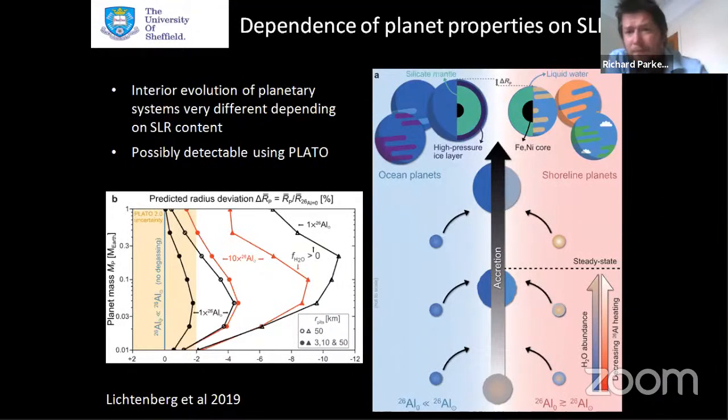So this is potentially something where we could test whether or not extrasolar planets formed with high levels of aluminium-26, and whether or not the outcome of planet formation could potentially be different in different exoplanetary systems compared to the solar system.